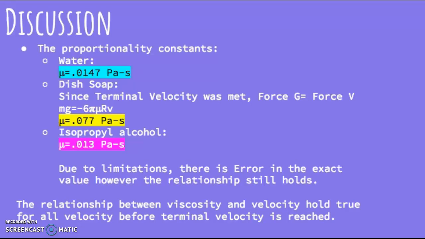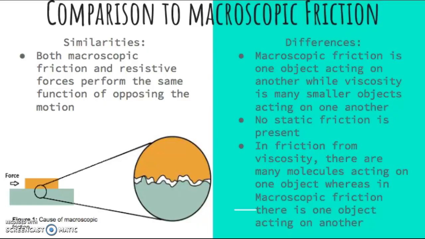Due to the limitations of not allowing the ball to reach terminal velocity, these values of mu do not hold a true quantitative value, however, they remain true to the relationship previously found. A smaller mu leads to a smaller resistive force. The relationship between viscosity and velocity holds true for all velocities before terminal velocity is reached.